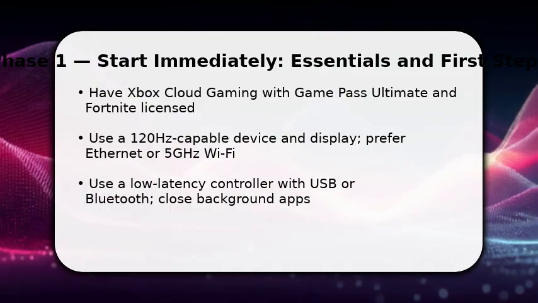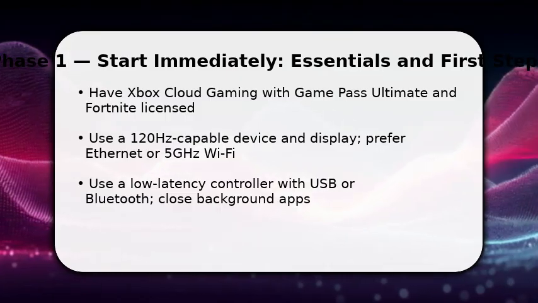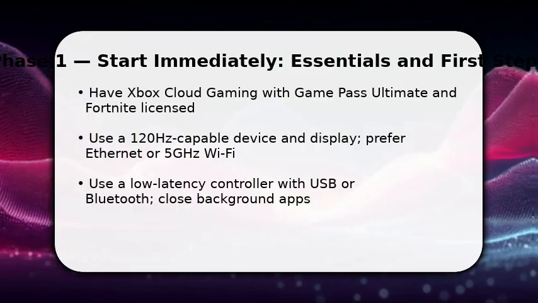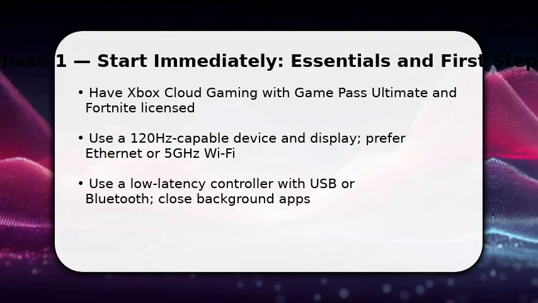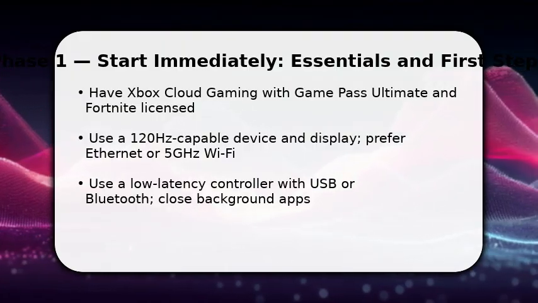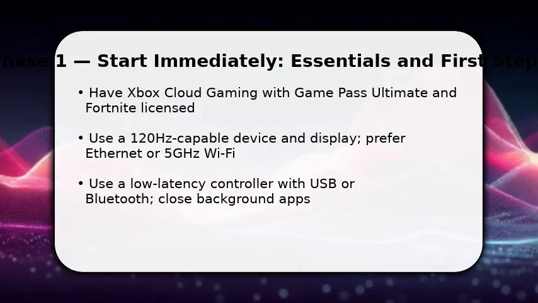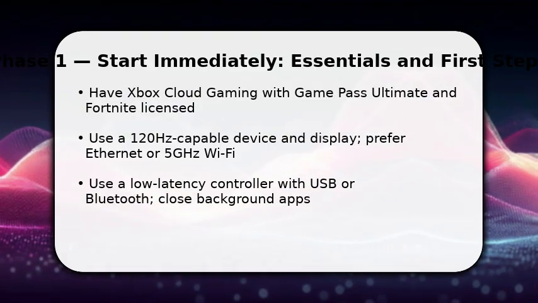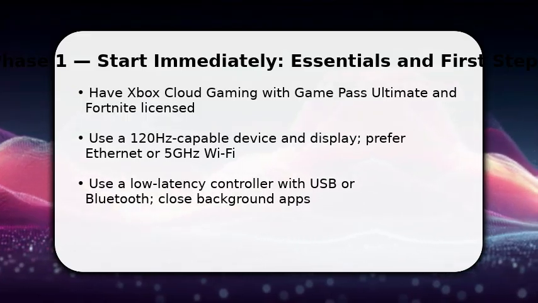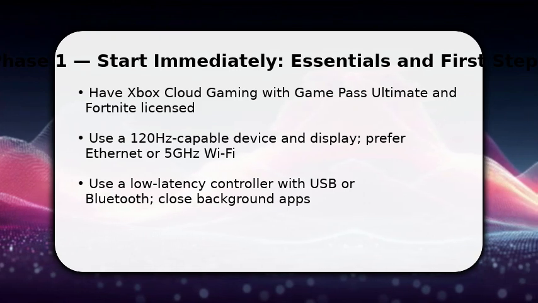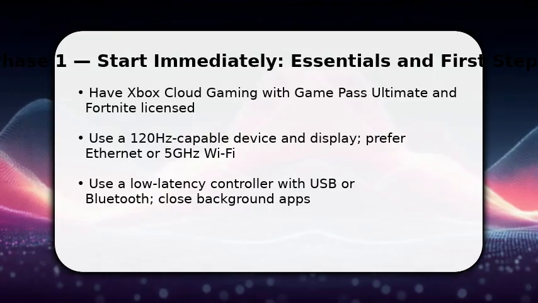You start by confirming the essentials: Game Pass Ultimate, active, and Fortnite in your cloud library. Once done, connect your 120Hz capable display to the device you'll stream from and prioritize wired Ethernet or a clean 5 GHz Wi-Fi channel. Make sure the controller is paired and set to low latency mode. Then launch cloud gaming through the Xbox app or a supported browser. Sign in and load Fortnite. This gets you into the session where you can push for higher frame rates without delay.